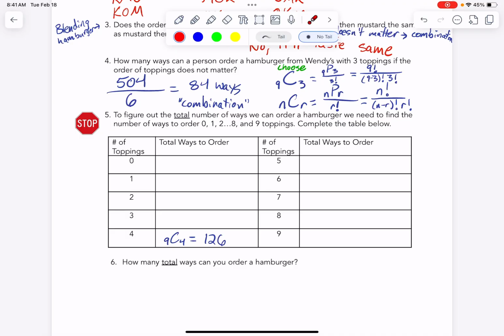And you're going to fill out this entire table. So we already did 3. 9 choose 3 was 84, right? So up here, you're going to do 9 choose 2, right? Over here, you're going to do 9 choose 8. So go ahead and pause the video, do all these on your own, and then you can resume the video after that.